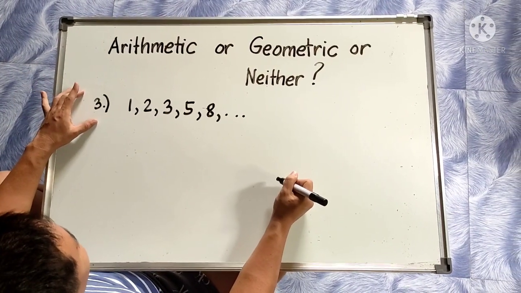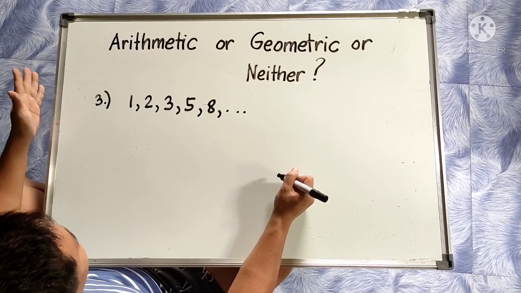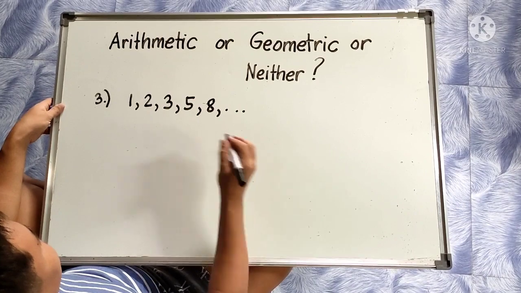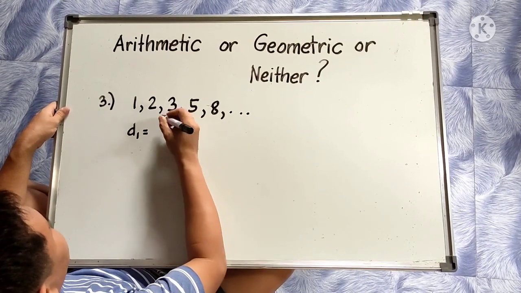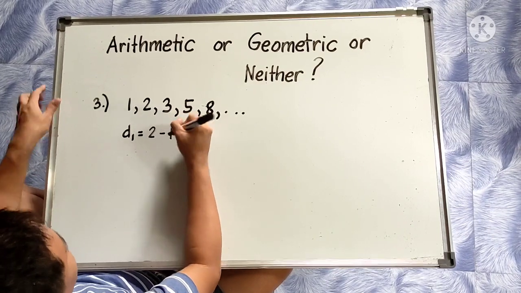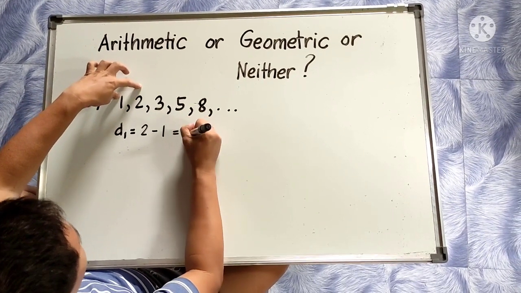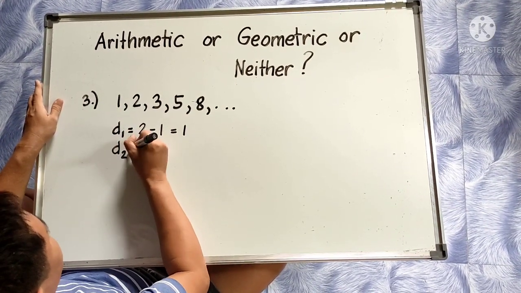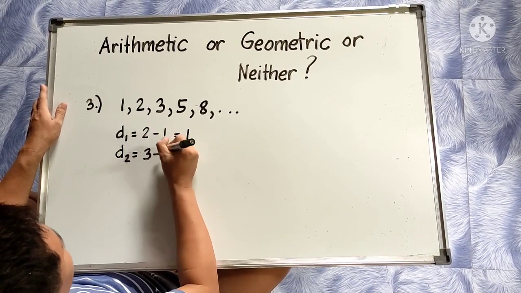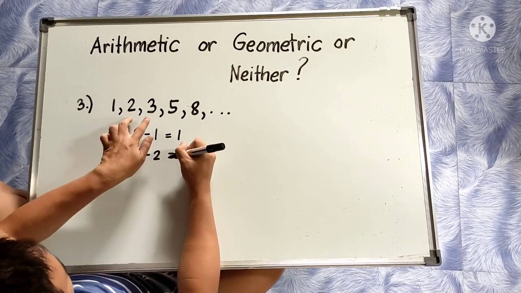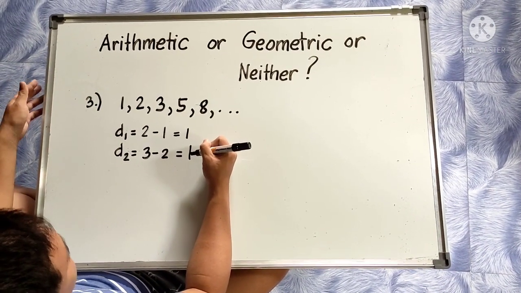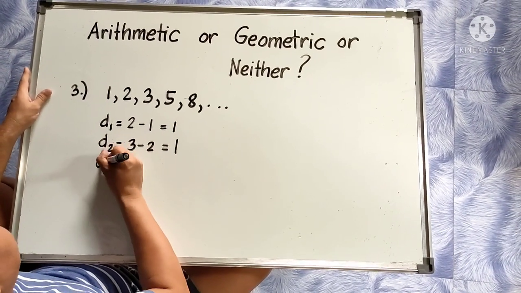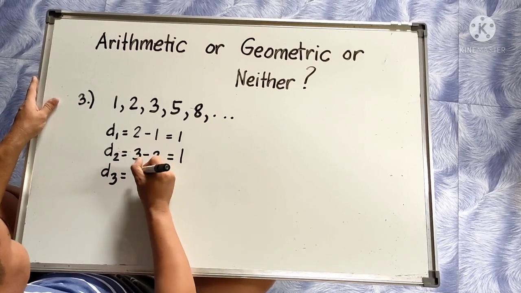Now let's proceed to number 3. The given is 1, 2, 3, 5, and 8. Let's start solving for the differences to find out if there is a common one. So you have 2 minus 1 is 1. Then the second difference would be 3 minus 2, which is also equal to 1. So that's already giving you a hint that it could be arithmetic. But proceed to the third difference.